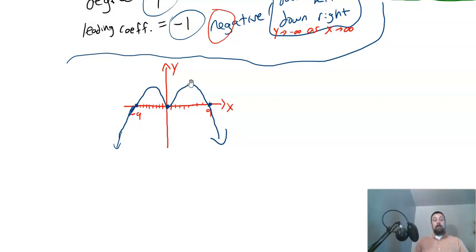Again, another peak, symmetric to this one. I tried to draw it symmetric. And then it heads back down to the next x-intercept, which is (9, 0). The graph crosses through that, and then it matches up with the end behavior, which is it goes down to the right. And so that's how I came up with that graph.